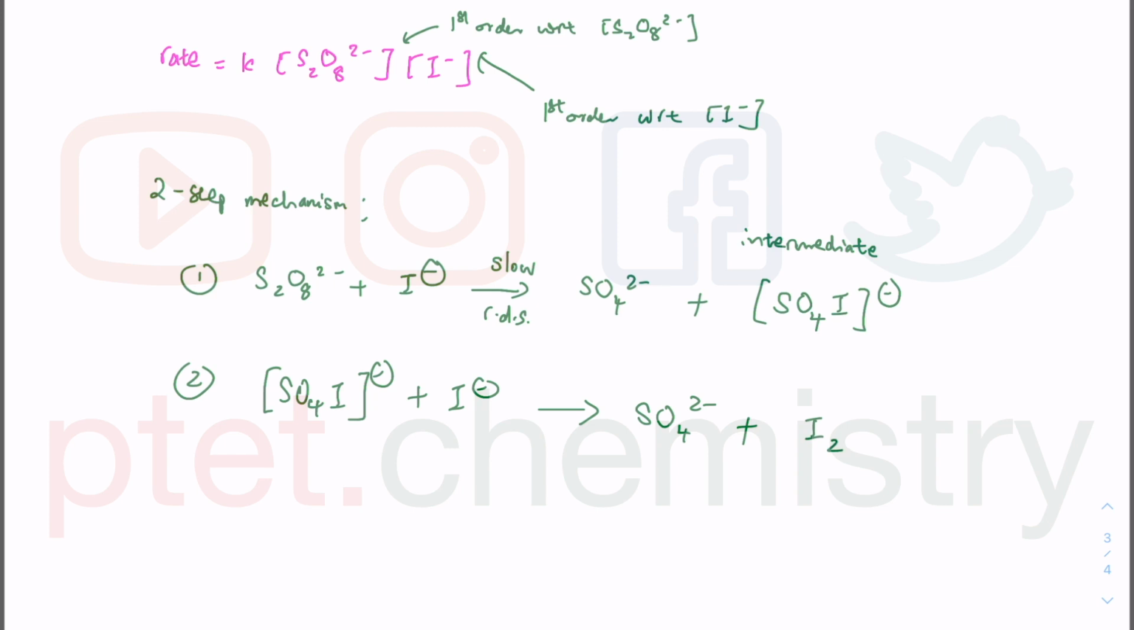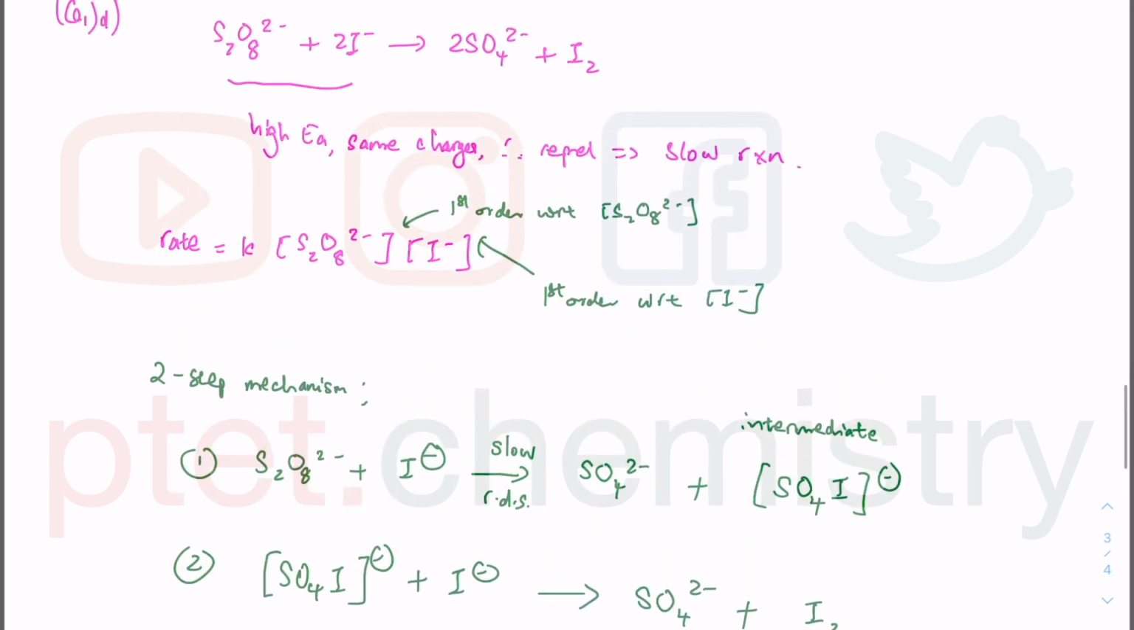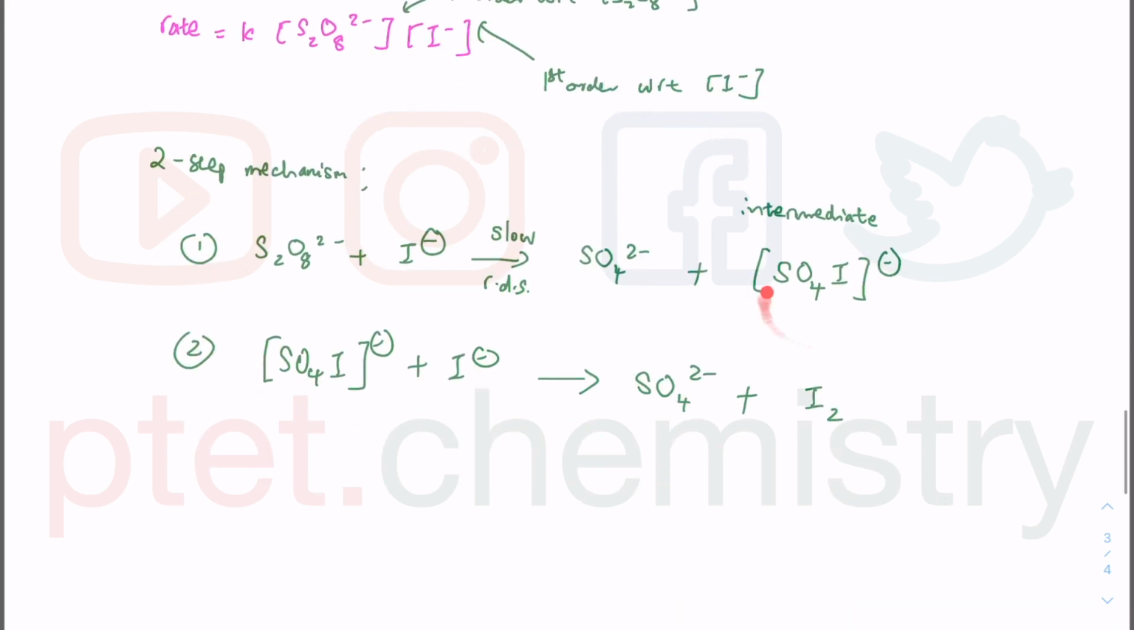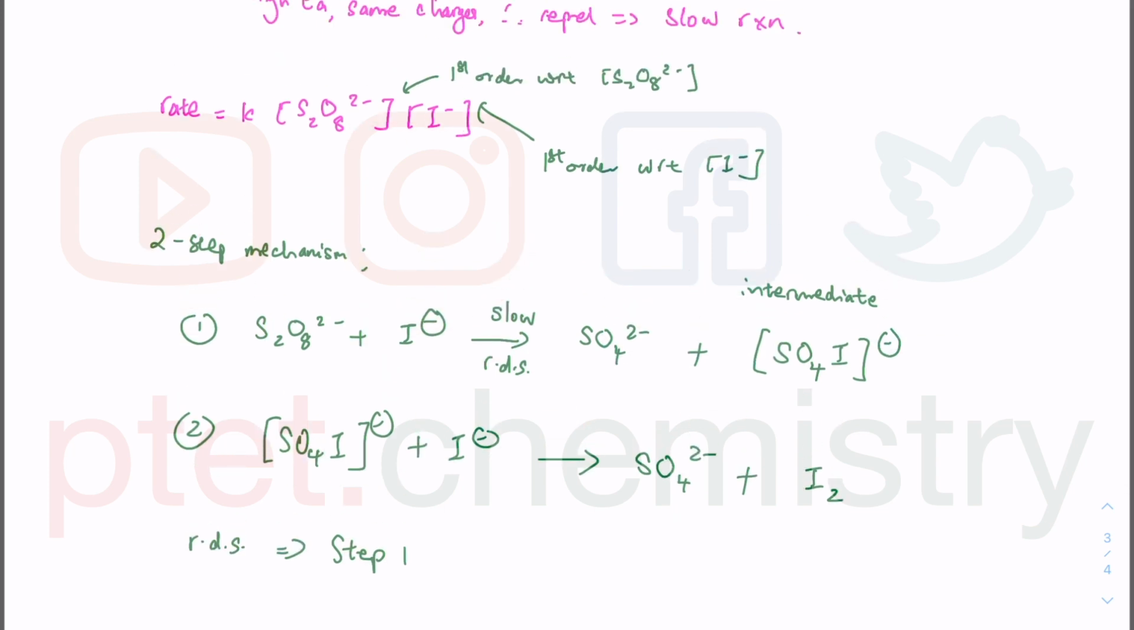So what actually happened then is, overall we have 2I⁻, because when you add this and this together, this and this will cancel out because they're on opposite sides of the equation. You have 2I⁻ and you have I₂ and 2SO₄²⁻. So this intermediate is generated as part of the multi-step reaction, and then the intermediate further reacts to give you the product. So very clearly, your rate determining step is going to be step 1, because only one of these and one of these react as per the red equation there.